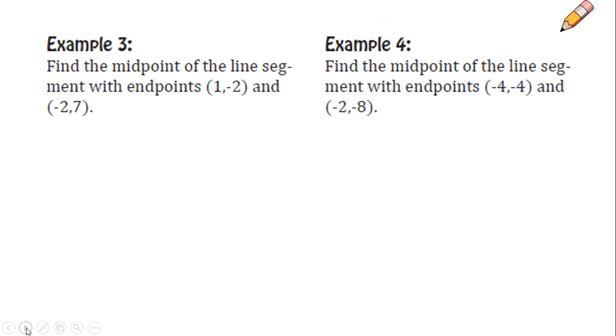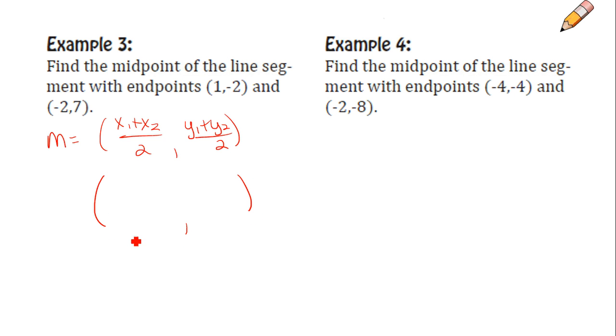So let's look at a couple examples of this one and then we should be good. Find the midpoint of the line segment with the endpoints 1, -2, and -2, 7. So we need to find the midpoint. So the midpoint equals x1 plus x2 divided by 2, y1 plus y2 divided by 2. So we're going to add the x's, divide them by 2, add the y's, divide them by 2, and you'd have the midpoint. So xy again, just like before with distance, x from the first point is 1, plus x from the second point is -2 over 2. Y from the first point, -2, plus y from the second point, 7 over 2.